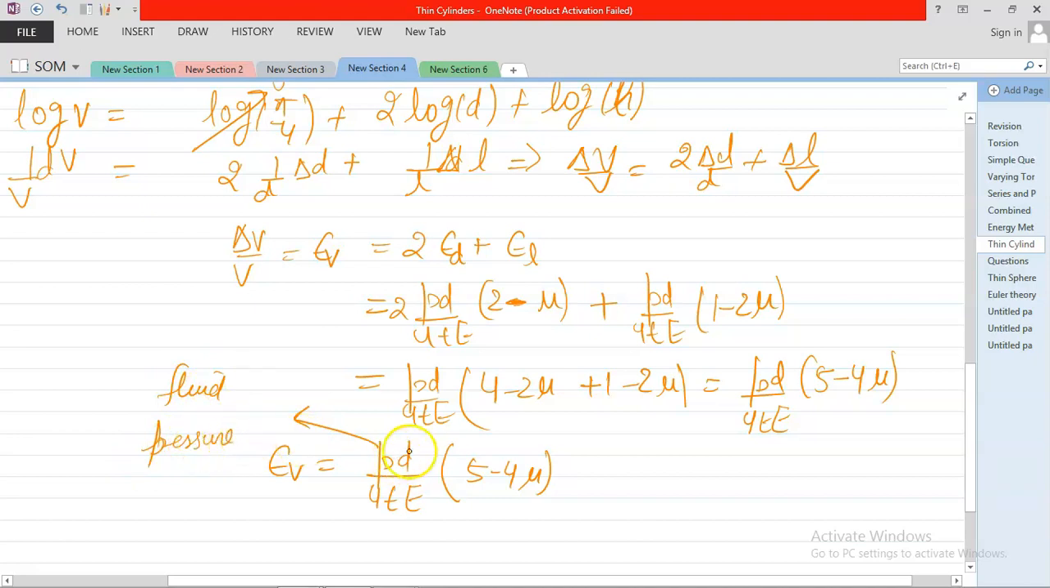This is your inner diameter. This is your thickness. This is your Young modulus. This mu is the Poisson's ratio. So I hope everyone is clear with it. So this is your volumetric strain in the pipe.